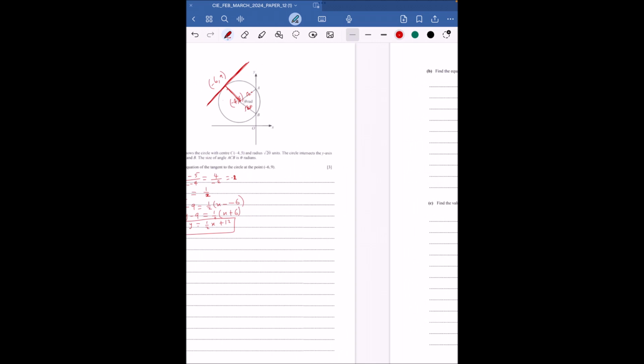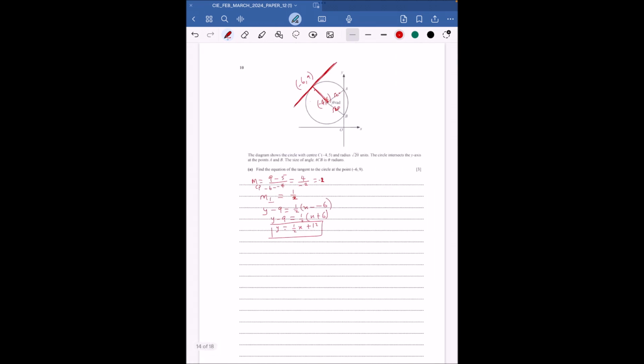I think that's easy. Give the equation of the circle. So I'll do B here. I have space. Equation of circle. So that's x minus minus 4. That will be x plus 4 squared plus y minus 5 all squared is equal to square root of 20 all squared.